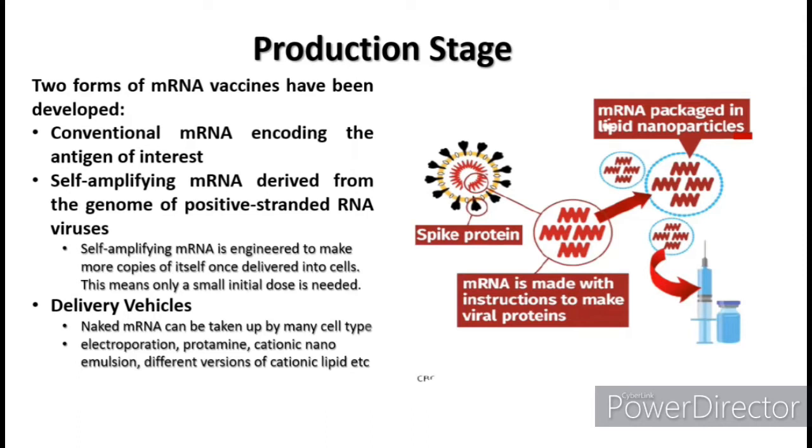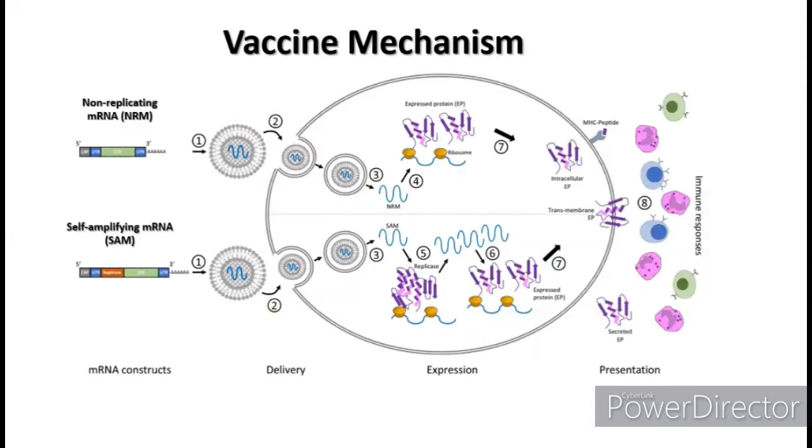For the delivery vehicle, sometimes naked mRNA can be taken up by the cell, but generally lipid nanoparticles or other types of particles are used to deliver it. As we know, RNA vaccines use mRNA inside a lipid membrane. Looking at steps 1-2, we can see that this fatty cover both protects the mRNA when it enters the body and also helps it to get inside the cell by fusing with the cell membrane.